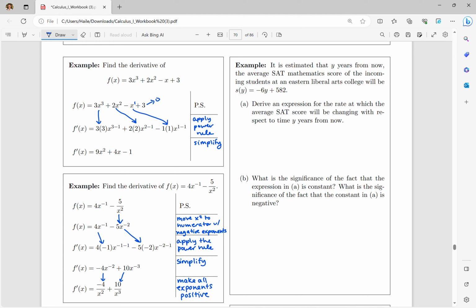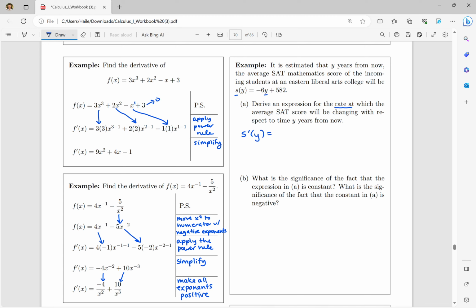So a key phrase in part A is the rate at which the average score will be changing with respect to time. Anytime you see rate, the first thing you should think is derivative, because we know derivative is instantaneous rate of change. And we also know that y is already a time variable, and we know s represents the SAT score. So if we want the rate of change of the score with respect to time, what they're really asking for is just s prime of y.